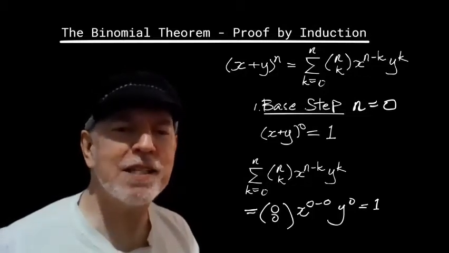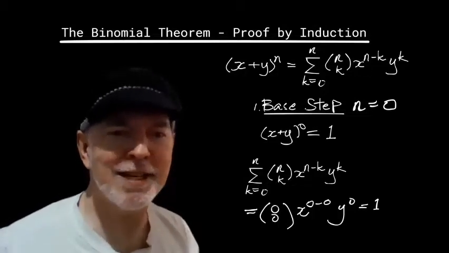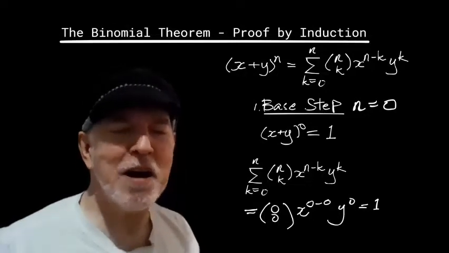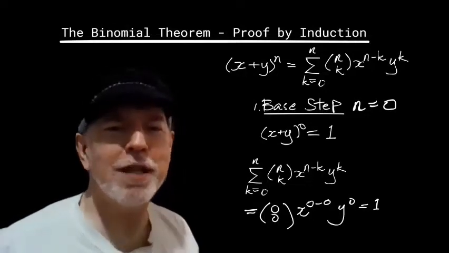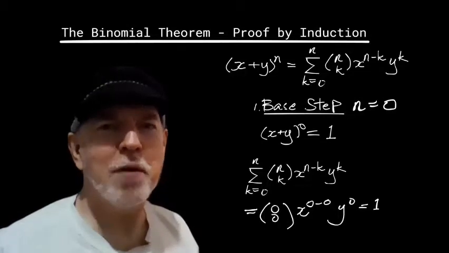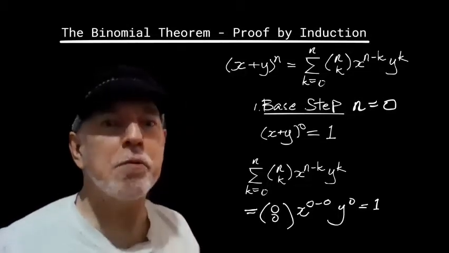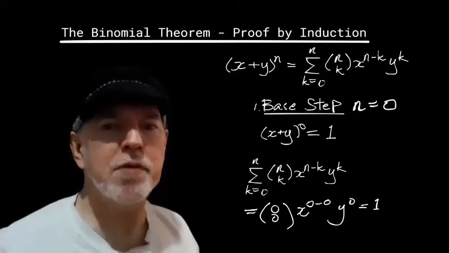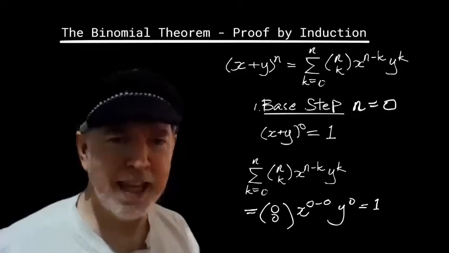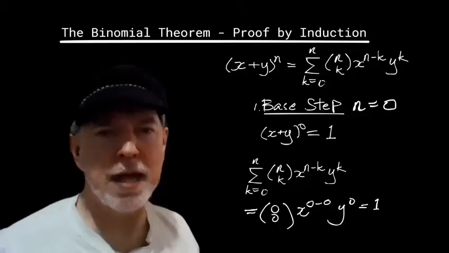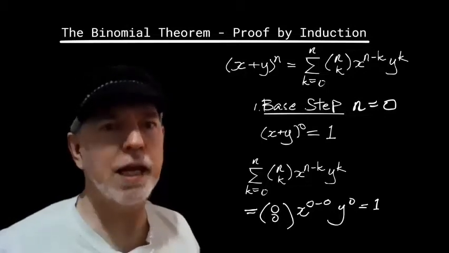We grind that through: 0 choose 0, multiplied by x to the power of 0 minus 0, times y to the power of 0. And all that works together. If you want to check that with your calculator, it adds to 1. So the base step has been demonstrated: the theorem is valid for that one value, n equals 0.